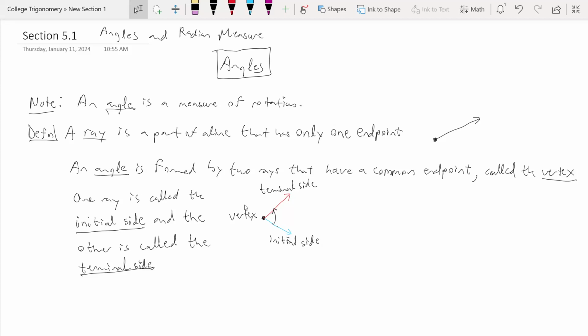Okay, so those are some important definitions, right? Now, let's do a note.